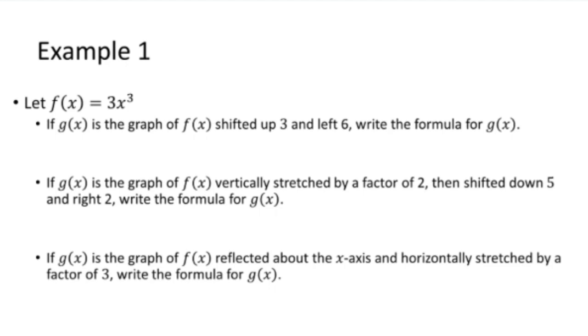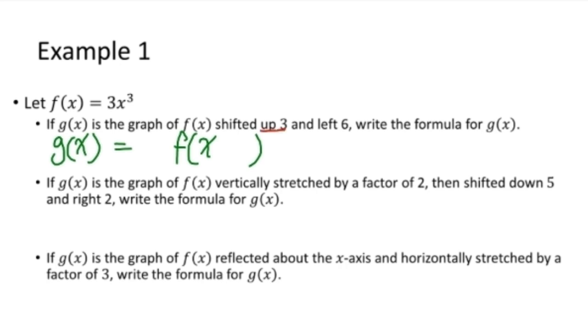Next, we're going to write the formula of a function g of x based off of how we would obtain g of x by performing our translations to f of x. So here, f of x equals 3x cubed. If g of x is the graph of f of x shifted up 3 units and left 6 units, we're going to write the formula for g of x. So to start, we know g of x is going to equal some transformation of our f of x. Now let's fill in what is happening to our function either outside of the function or inside of the function.